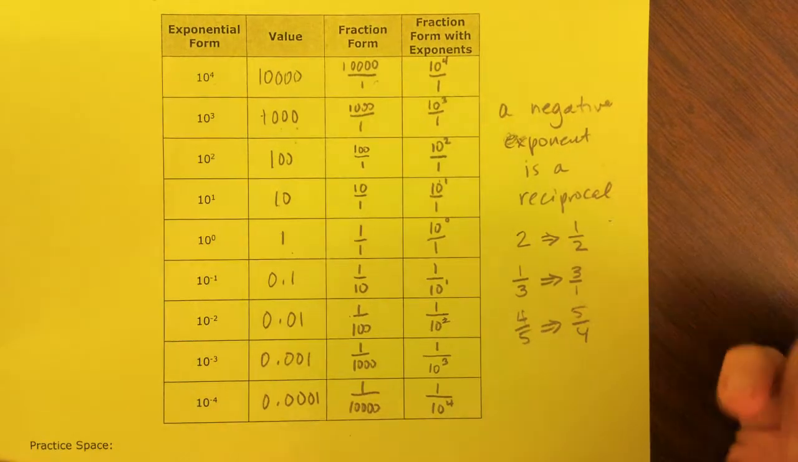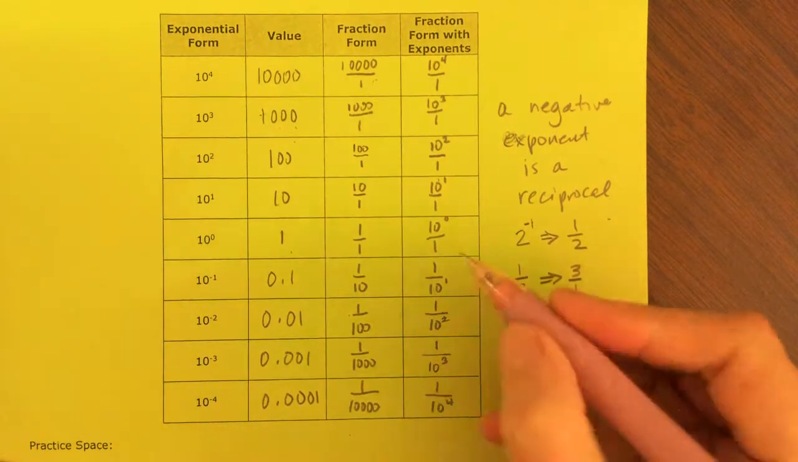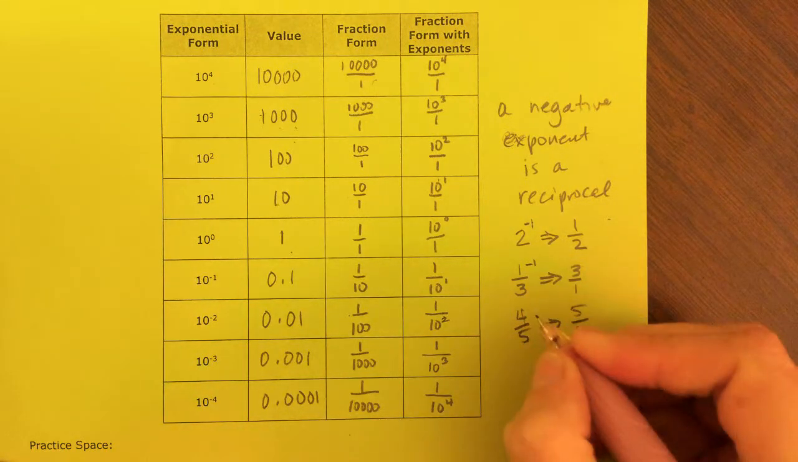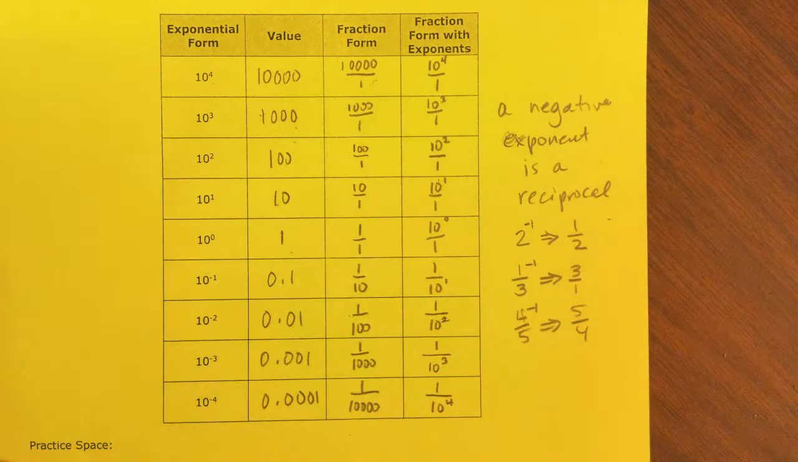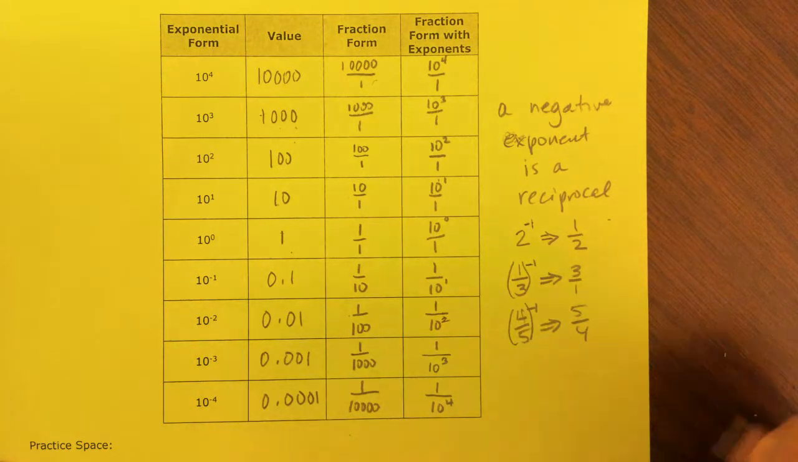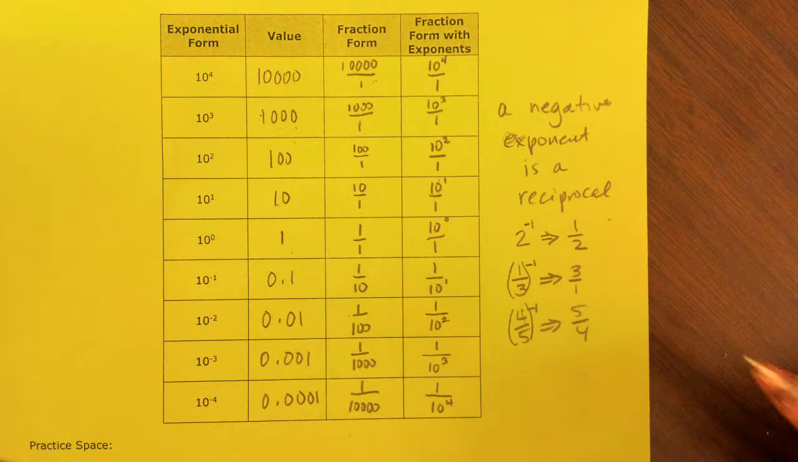So what I could say is 2 to the negative 1 is 1/2. 1/3 to the negative 1 is 3 over 1. 4/5 to the negative 1 is 5 over 4. Okay? So whenever we talk about a negative exponent, we're talking about taking the reciprocal.